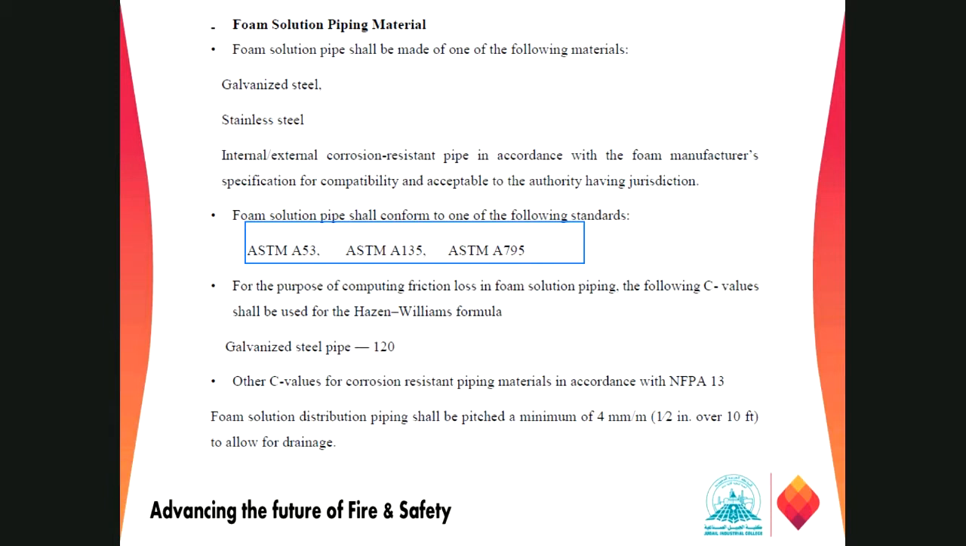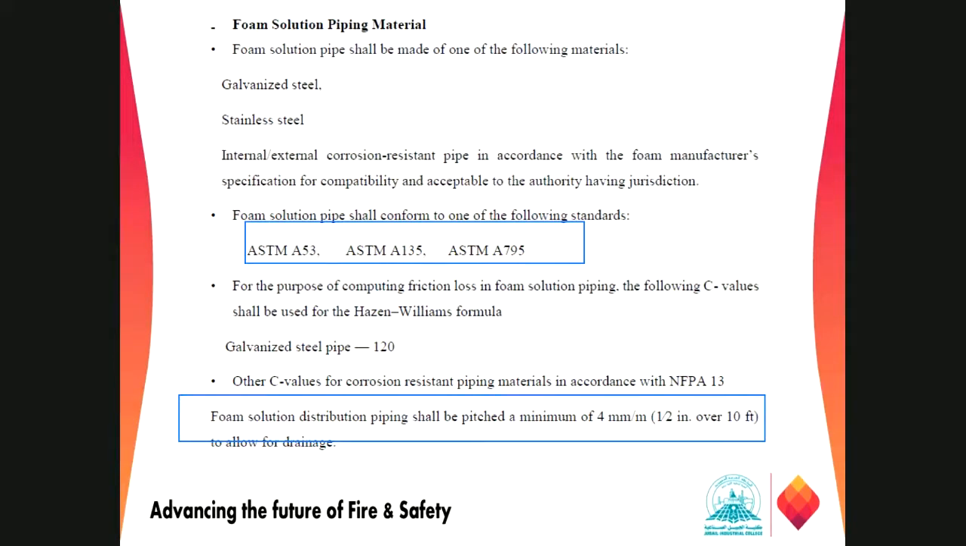And the foam solution piping should be given some pitch, right? We have to give some drainage allowance, like 4 mm per meter, so that there is adequate drainage in the piping. We can drain the foam water solution easily. Something like this, 4 mm for a length of 1 meter.